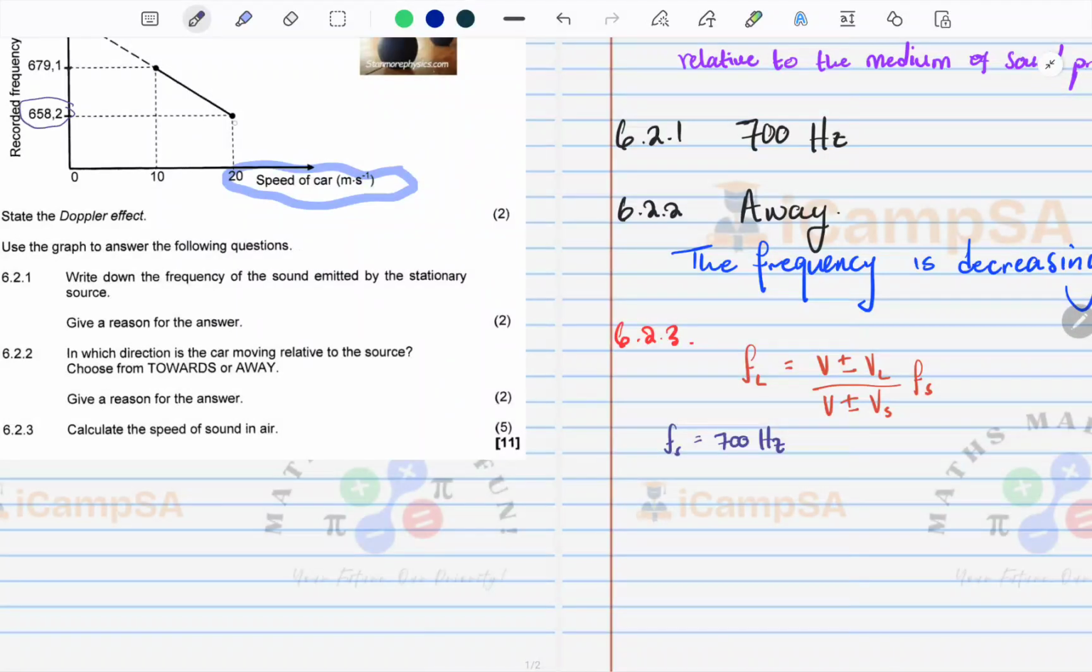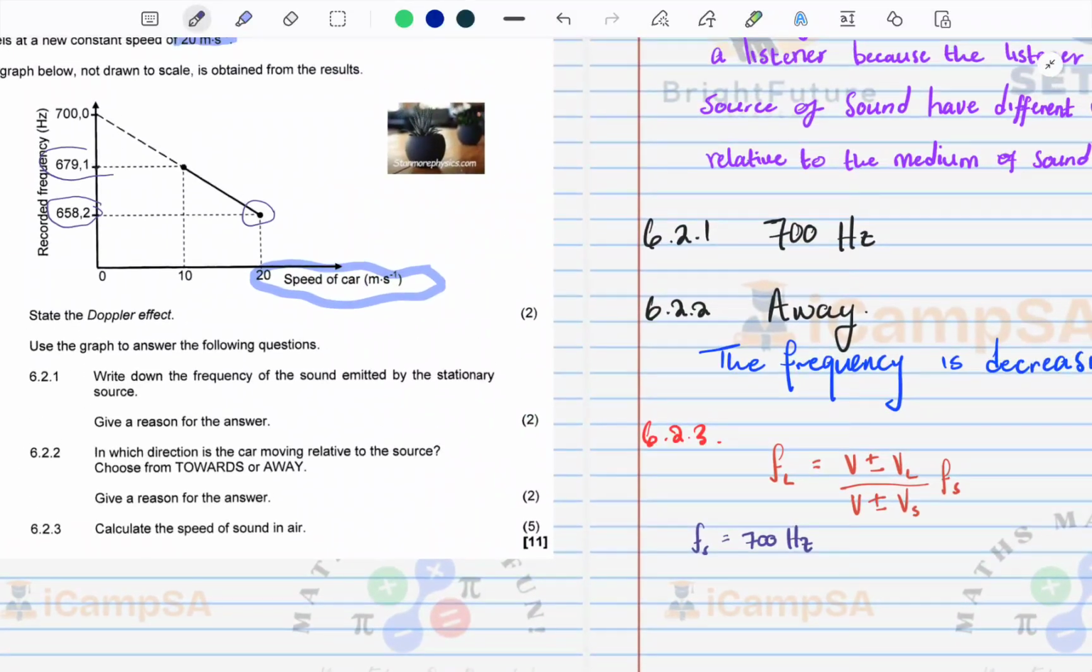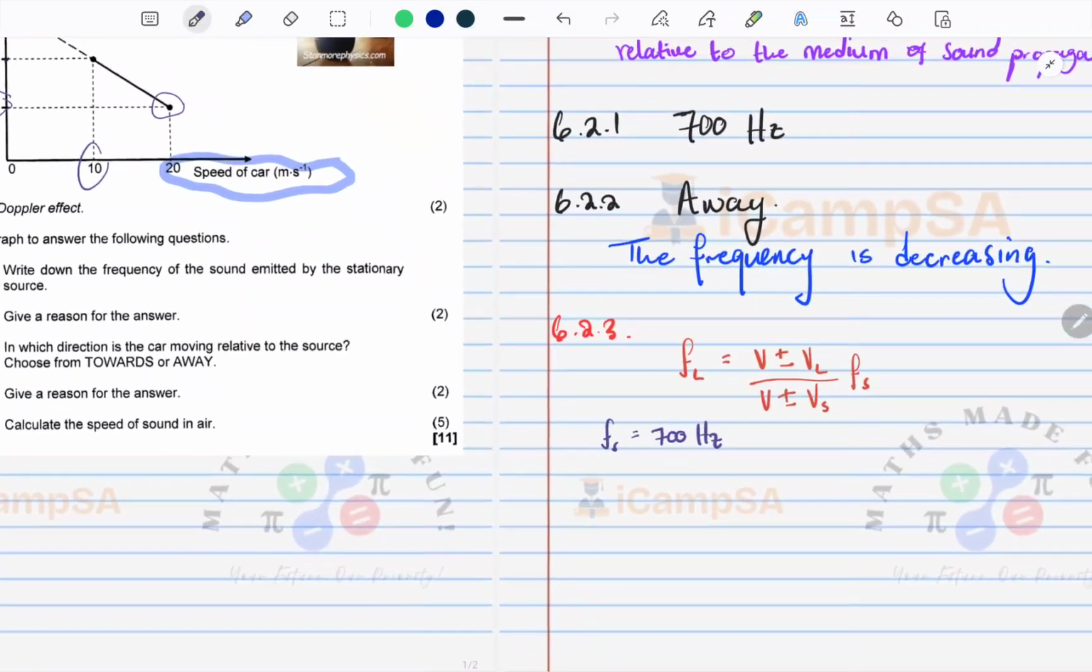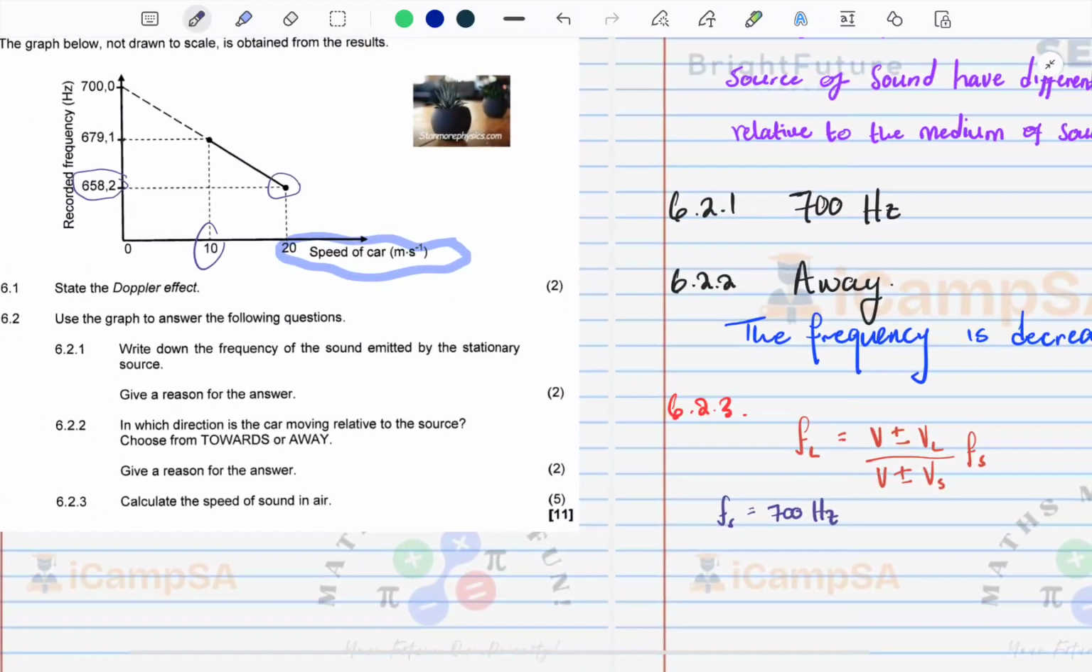So now if you're taking this one, that means you're going to take 20 here. Okay, that's what we're going to do. But now if you use this one, then you're going to use 10 meters per second, because that's how it goes. So let's use maybe the first one, for instance. At this point, we're going to use the 10 meters per second one.